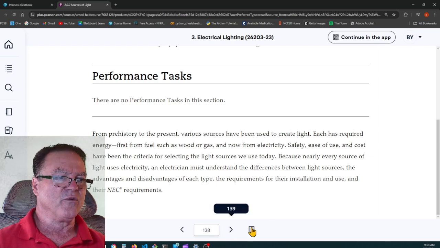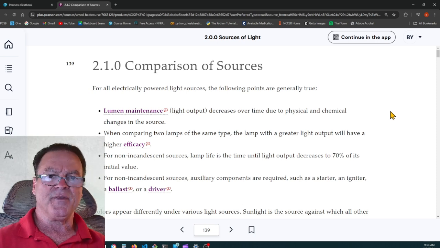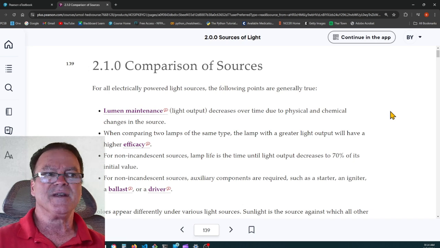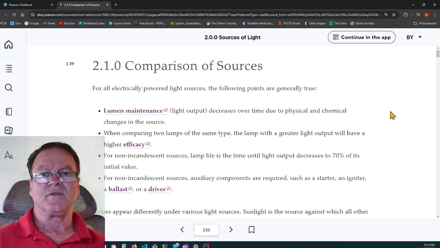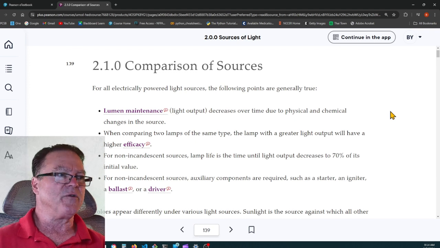If you have a really nice bright light and it puts out a lot of lumens, but the lamps are very expensive and they go out every 3 months, that's probably not a good choice for a customer. They don't want to have to be replacing the lamps or having an electrician come and replace them.